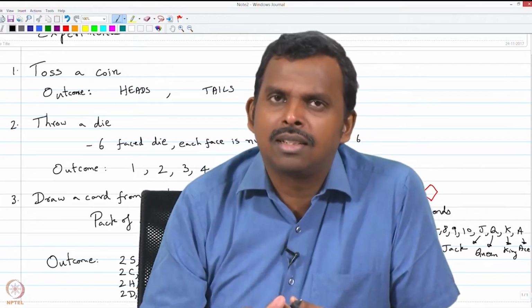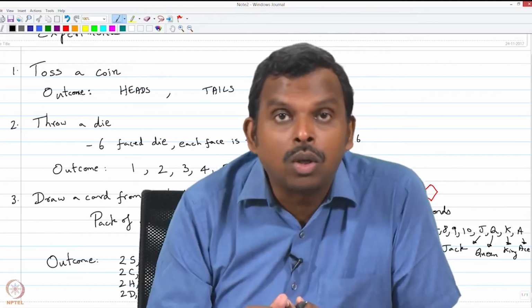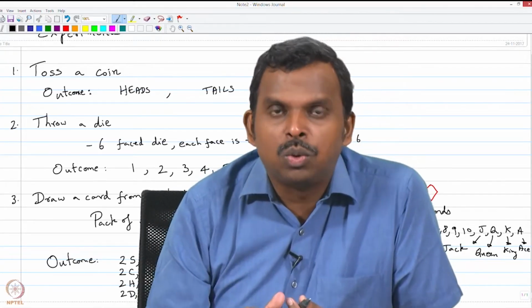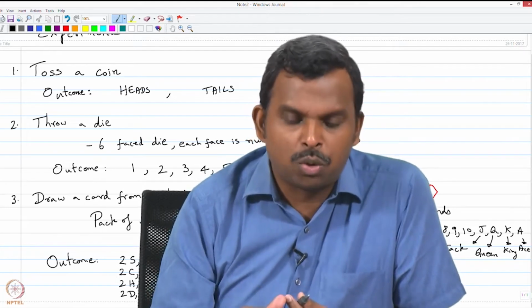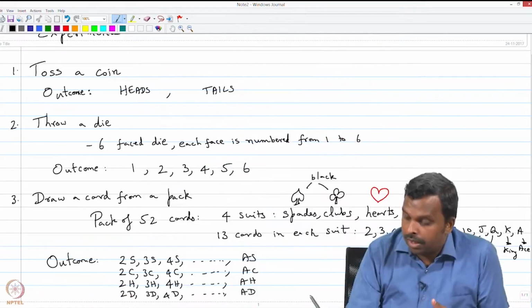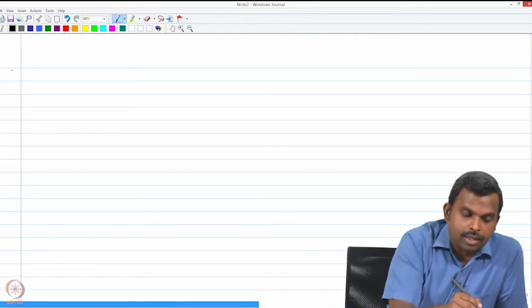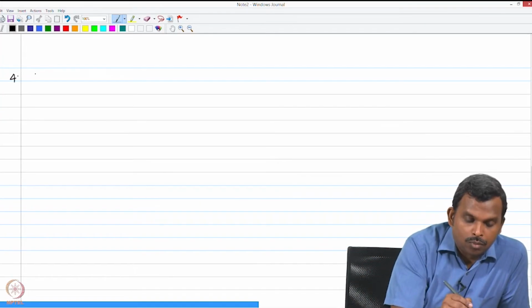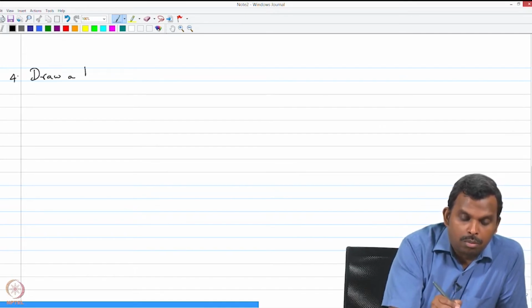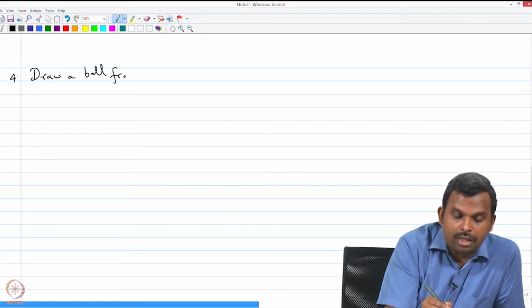In some cases, the list of all possible outcomes is easy to write down. In some cases, it can be very long or confusing. So, the next 2 examples we are going to see maybe are a little bit more confusing than the current examples, but they are equally important as well. Okay. The next example we will see is draw a ball from an urn.